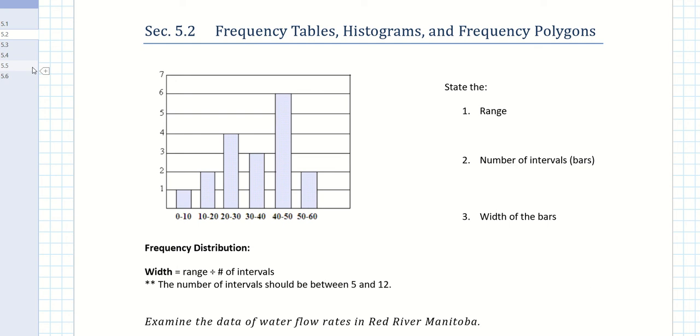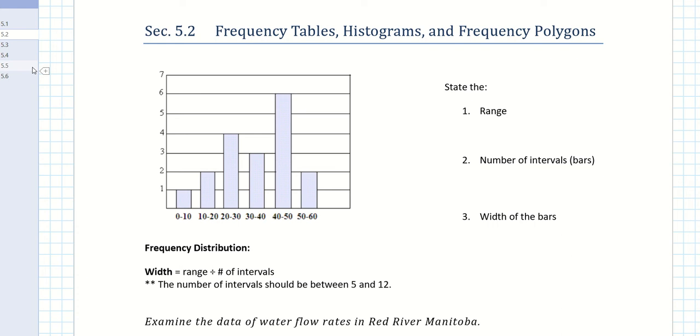So in this section here, we're going to be looking at expanding our knowledge of statistics. In the first section, we talked about some of the basic definitions like mean, median, mode, range, outliers. And in this case, we're going to see how you can represent this on a graph. So we're going to be looking at frequency tables, histograms, and frequency polygons.